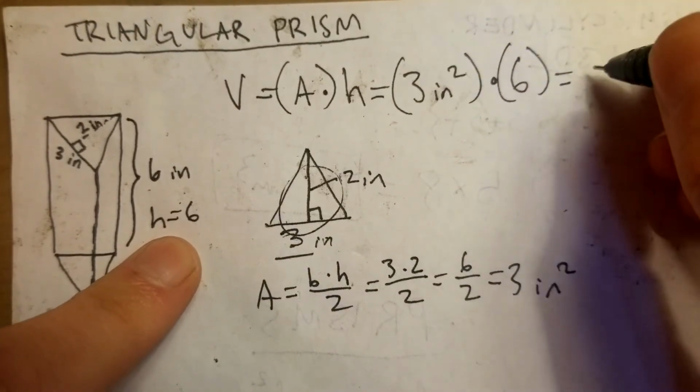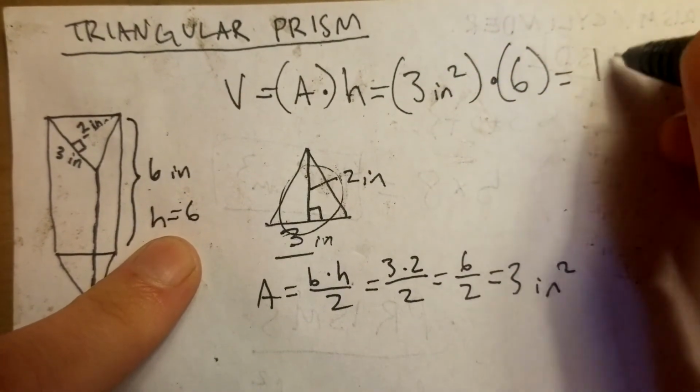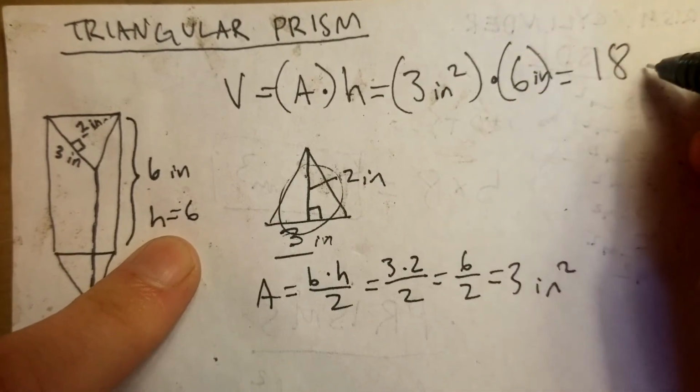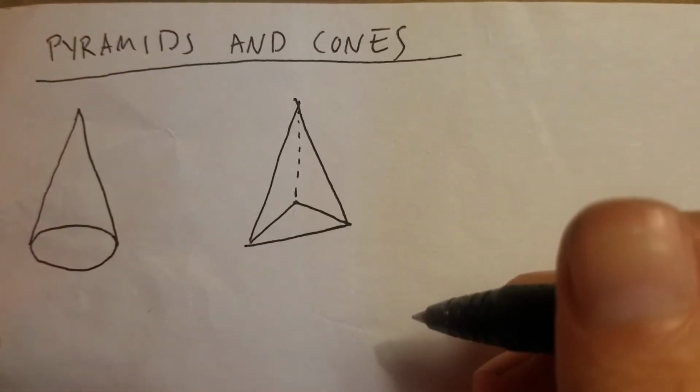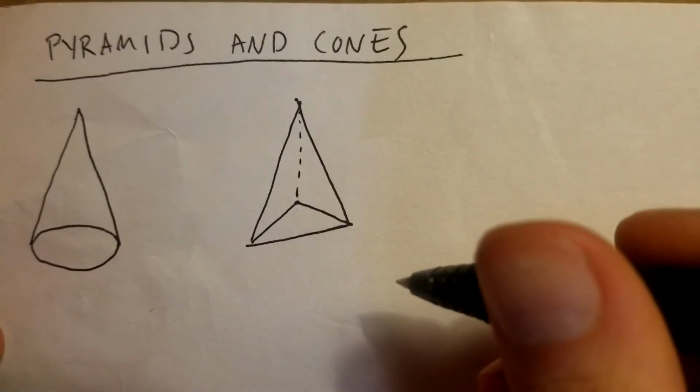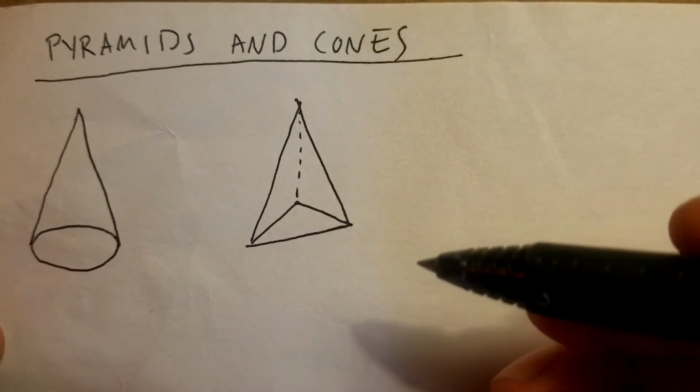And then you get that the volume here is 18 inches cubed. The volume of pyramids and cones is relatively straightforward if you know what the volumes of their counterpart prisms are.